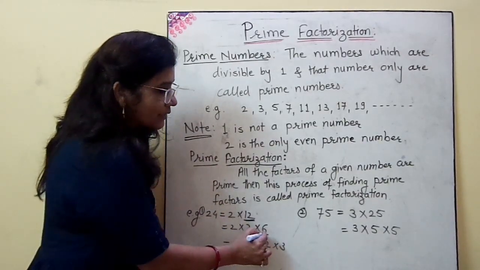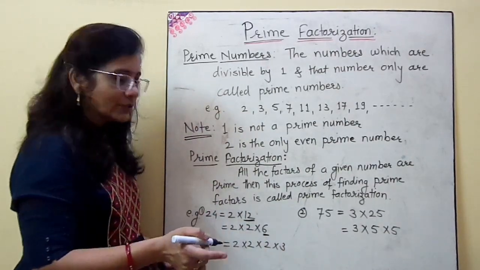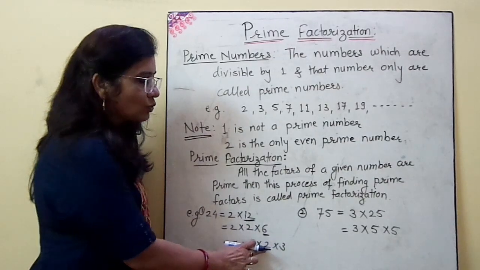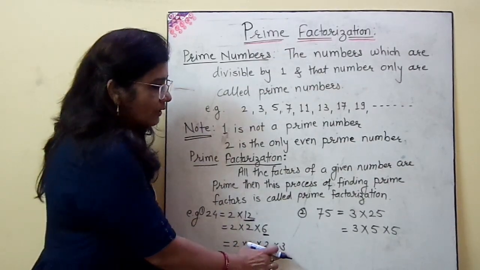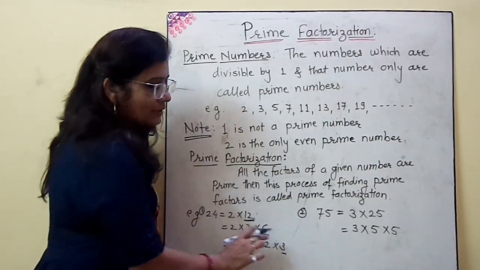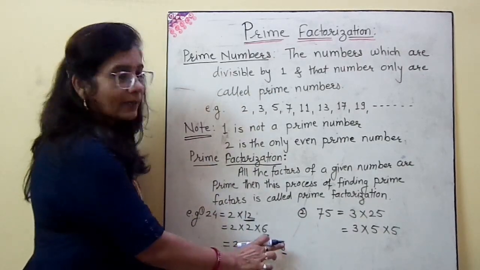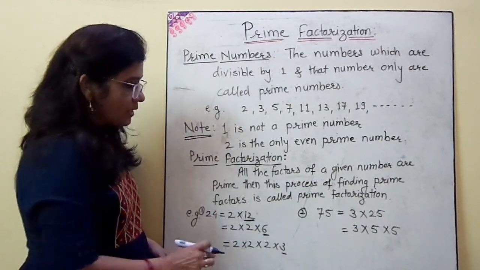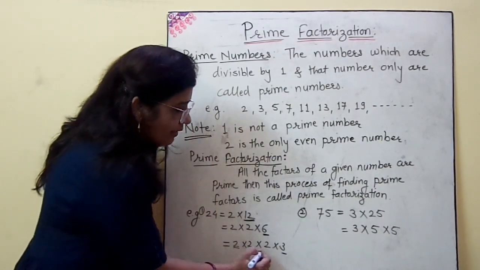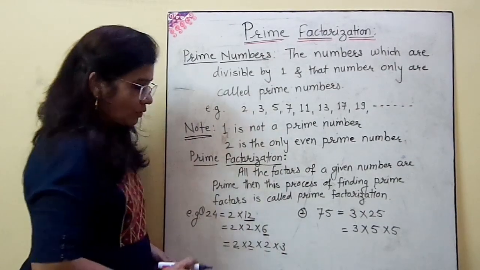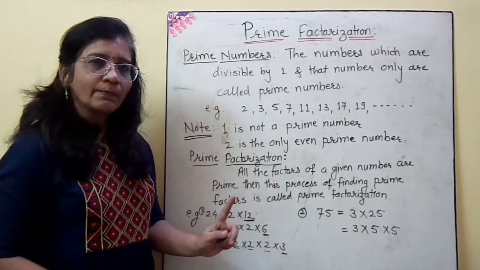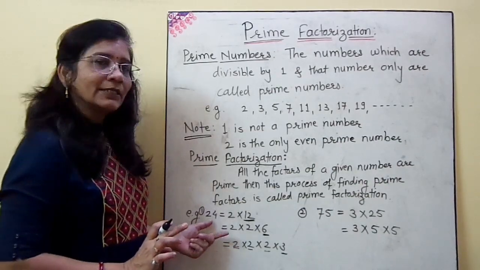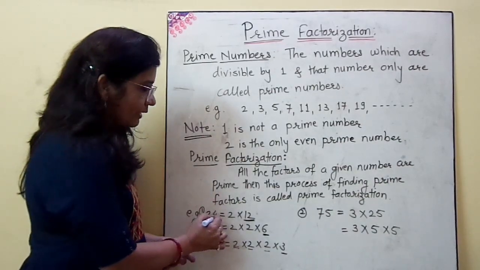Now instead of 6 we have to find its prime factors. Is it divisible by 2? Yes, it is divisible by 2. So 2 into 3. So now 3 is there, the last factor of this process. Now 3 is a prime number, so we have to stop this process, and all these factors are prime factors. All these 2, 2, 2, 3, all these factors of 24 are prime factors, and so we say this is a prime factorization of 24.